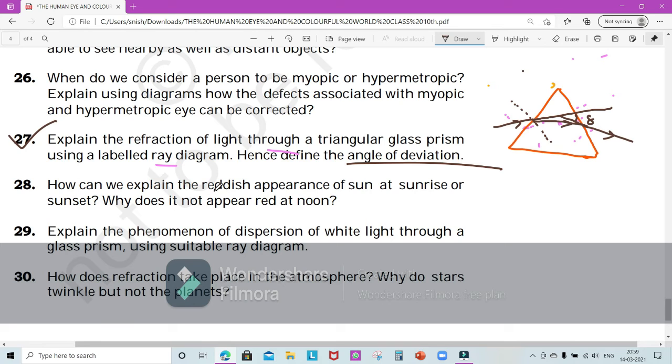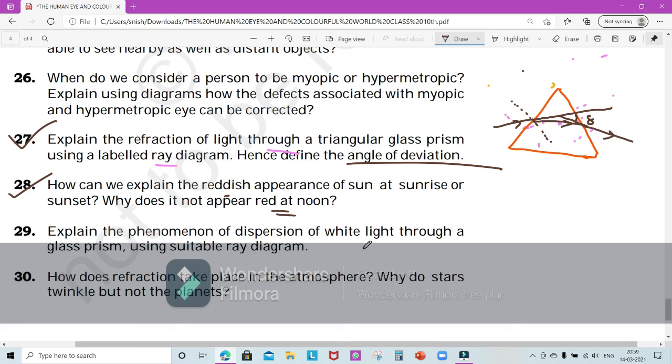Okay, right. Now, how can we explain the reddish appearance of the sun at sunrise and sunset? Why does it not appear red at noon? I have already explained this, so you can just go back and look at that. I don't want to take your time.